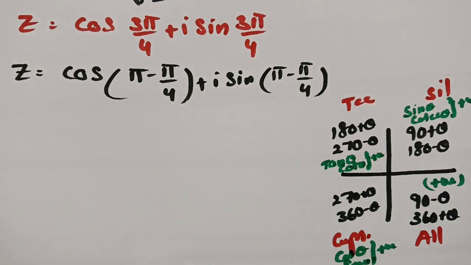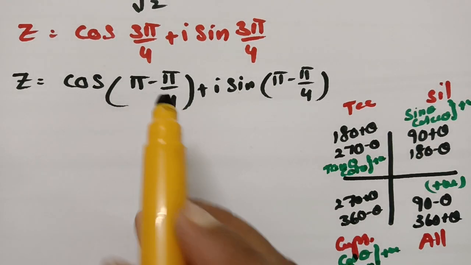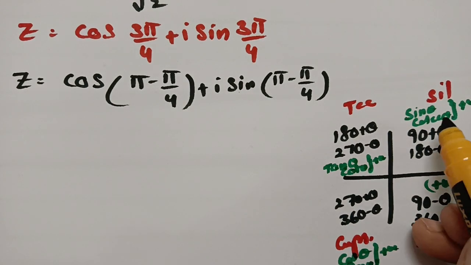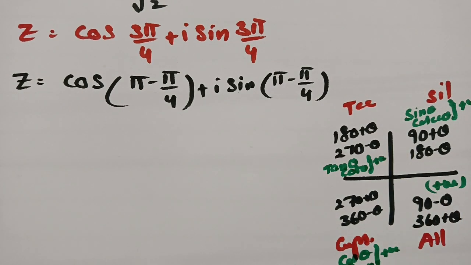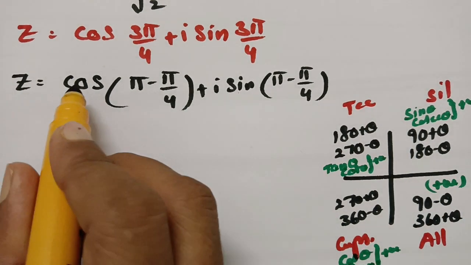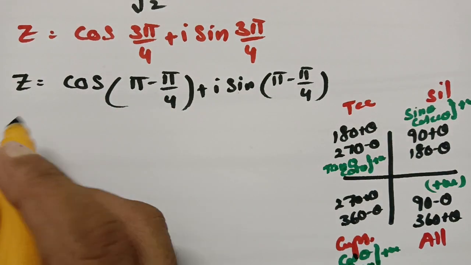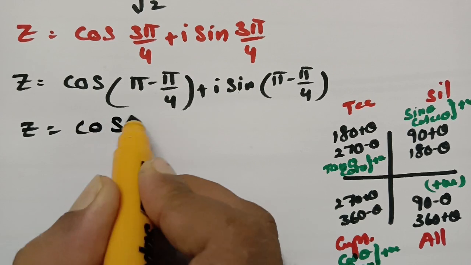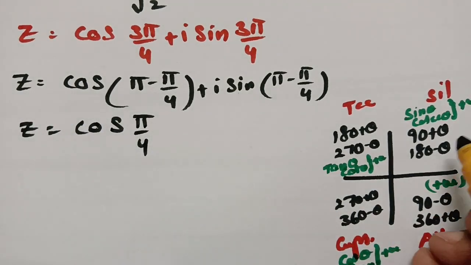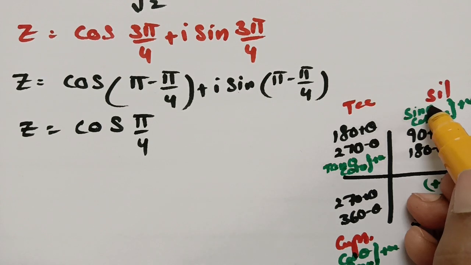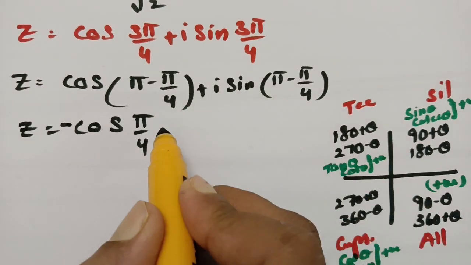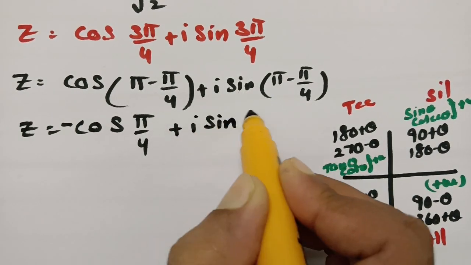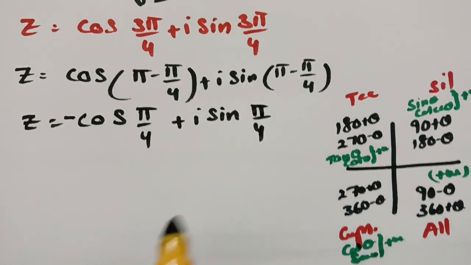Based on this, for cos(180 minus theta), in the 180 minus theta quadrant only sin theta and cosecant theta are positive and the remaining are all negative. So cos(180 minus theta) is again cos theta, here cos pi by 4. Cos is negative and sine is positive, so this will be minus cos pi by 4 plus i sin pi by 4. Clear? So this is negative and this is positive.